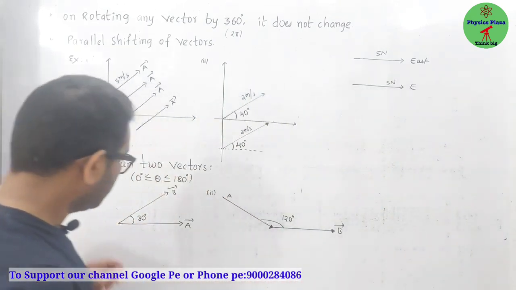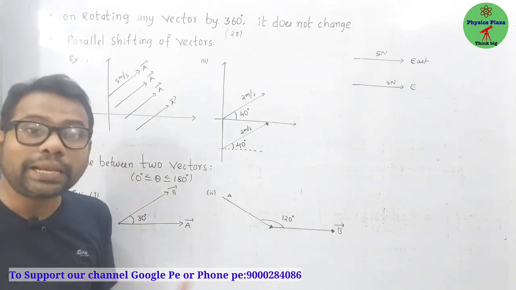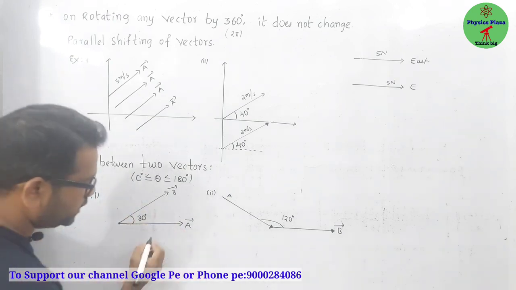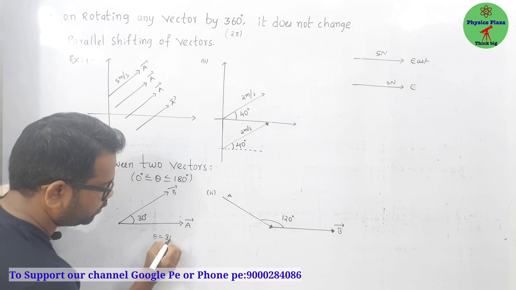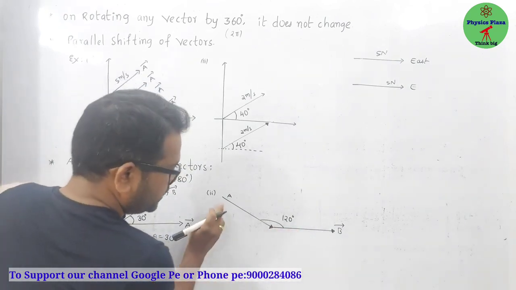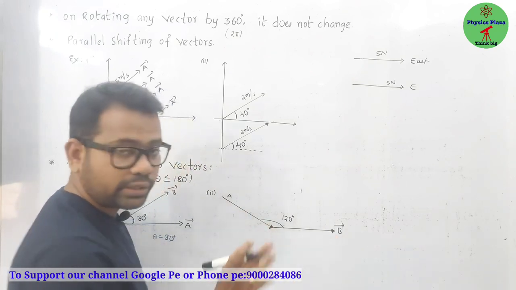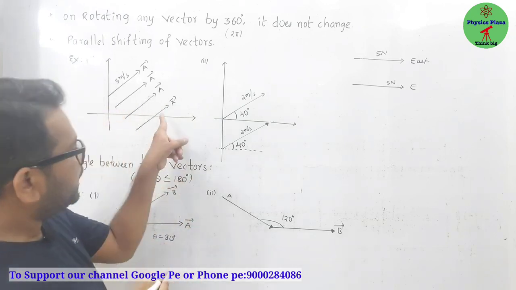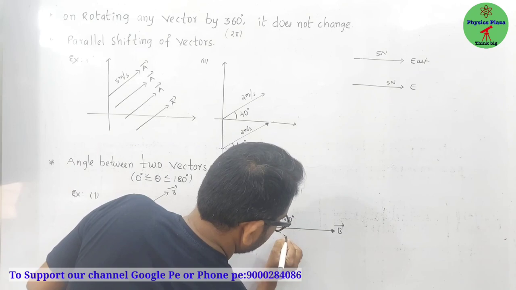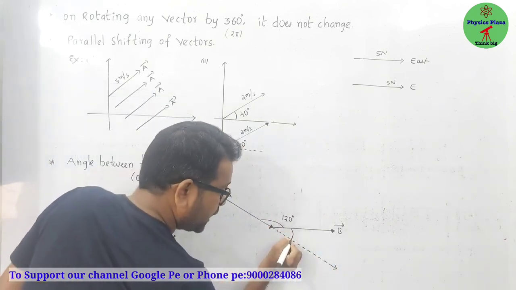Look at here. These 2 vectors, their 2 tails are meeting, tail by tail. So it's a tail-to-tail method. Now here the angle is 30 degrees only, no problem at all. But here you cannot take it as 120 degrees. Why? Here the first vector's head is in contact with the second vector's tail, so it is not accepted. Then what we have to do? Parallel shifting. This vector can be shifted parallel to itself like this.